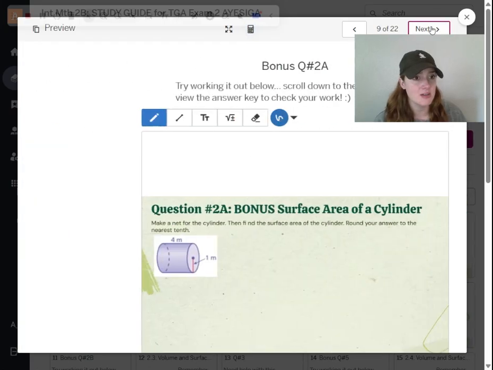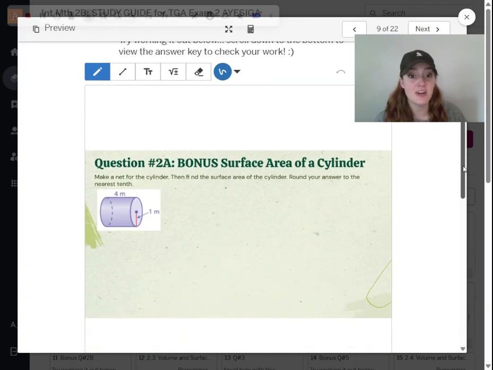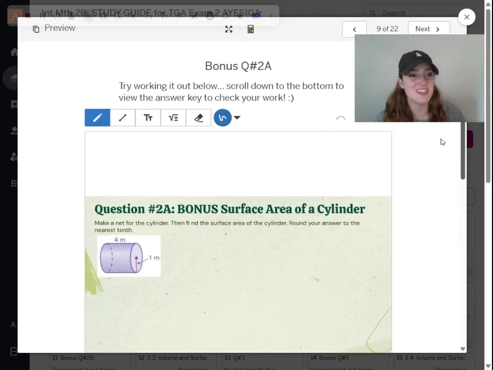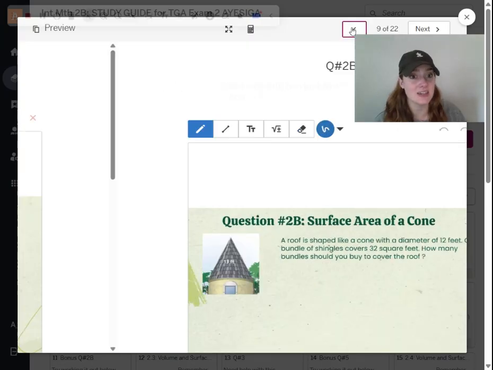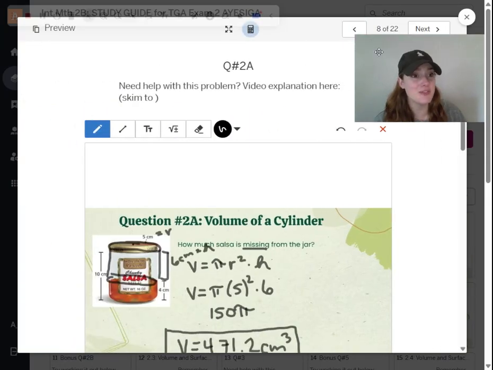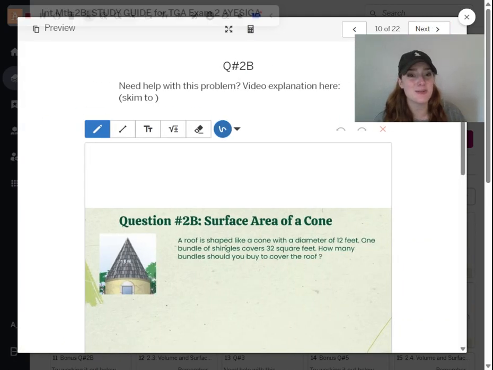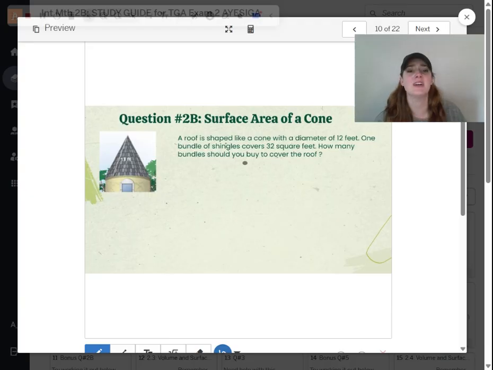All right. Here is a bonus question of number 2, finding the surface area of a cylinder. And then again, if you scroll to the bottom, you'll be able to check your answer, see if you got it right. So question number 2 is going to look like something like this. It's either going to be covering volume of a cylinder, it might cover surface area of a cylinder, or question number 2 on your exam might even cover surface area of a cone. So we're going to go ahead and go over this one. Surface area of a cone.